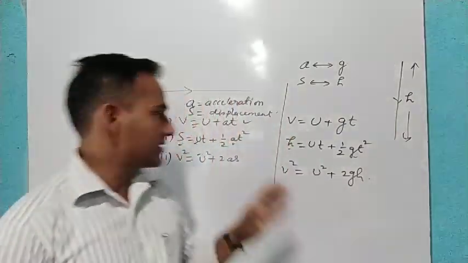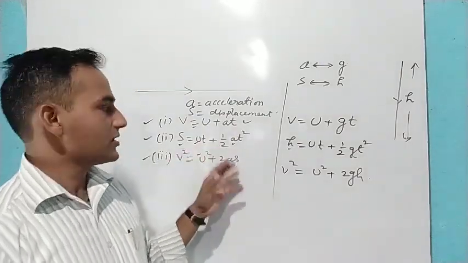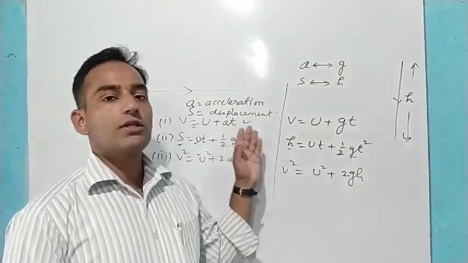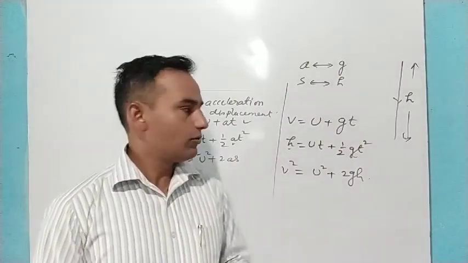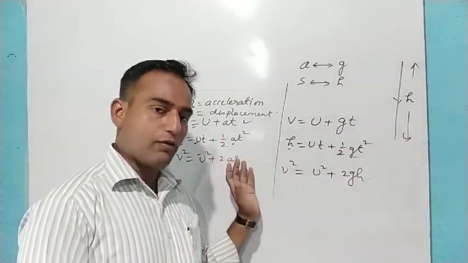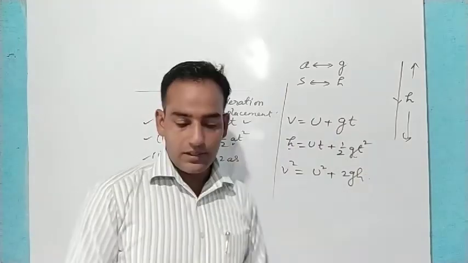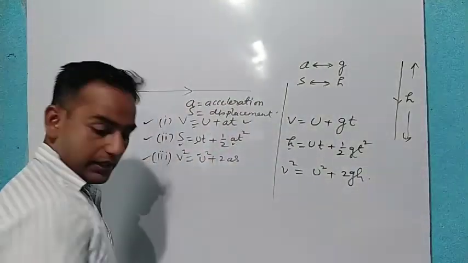But before we discuss that graph method of these three equations, we will discuss how to use them for a falling object from any height h on the ground. Okay, we will use these three formulas with the help of this. Listen carefully how to use.